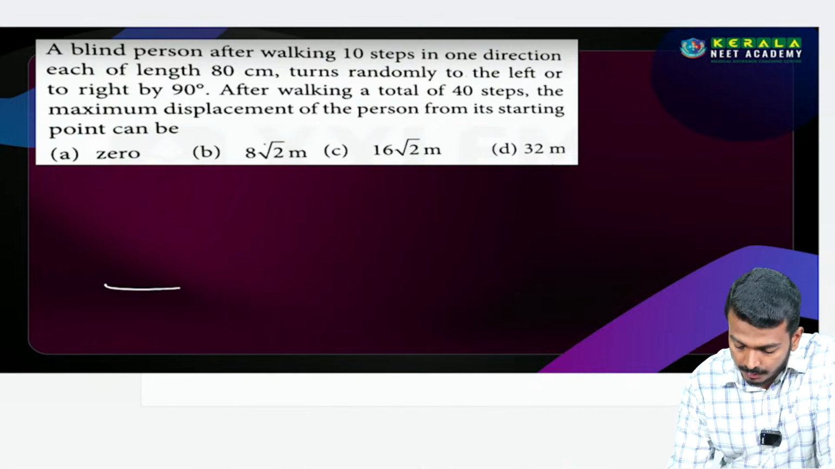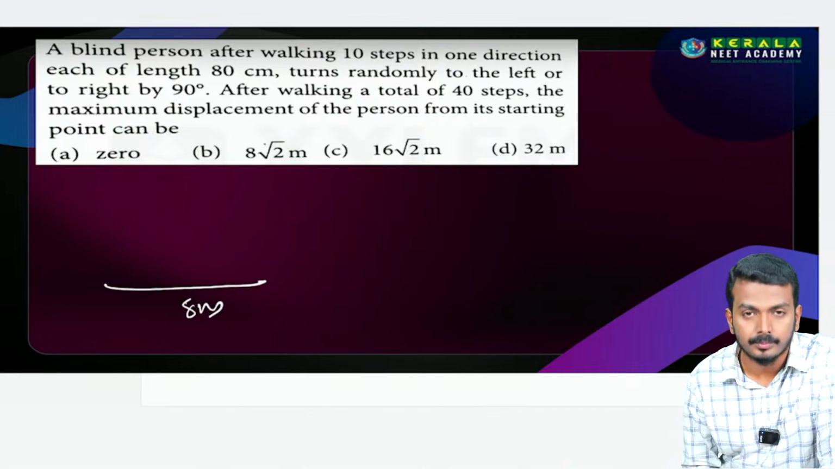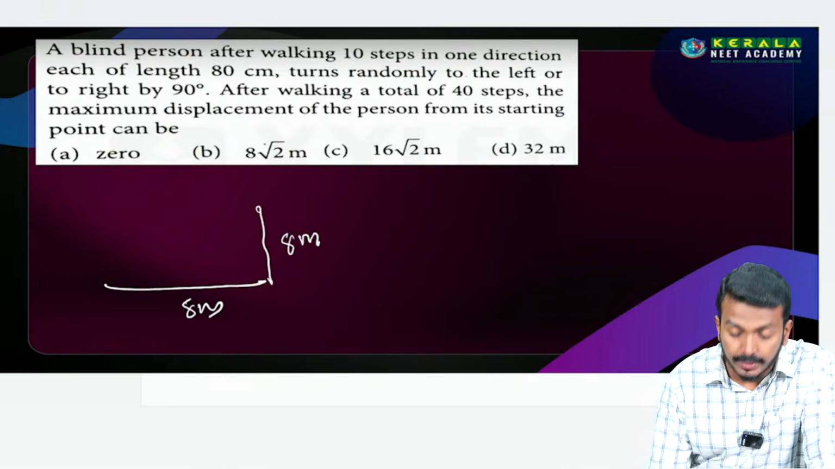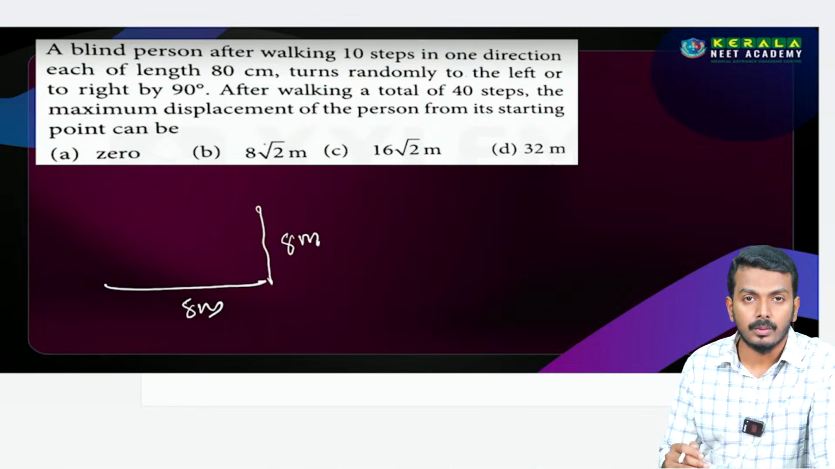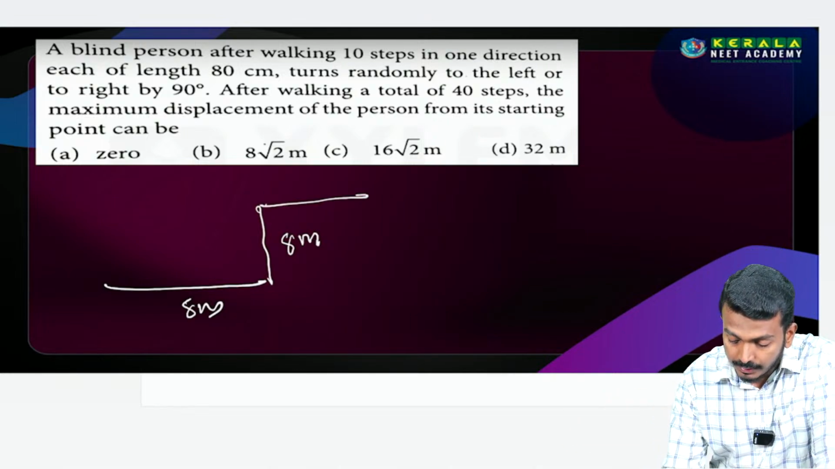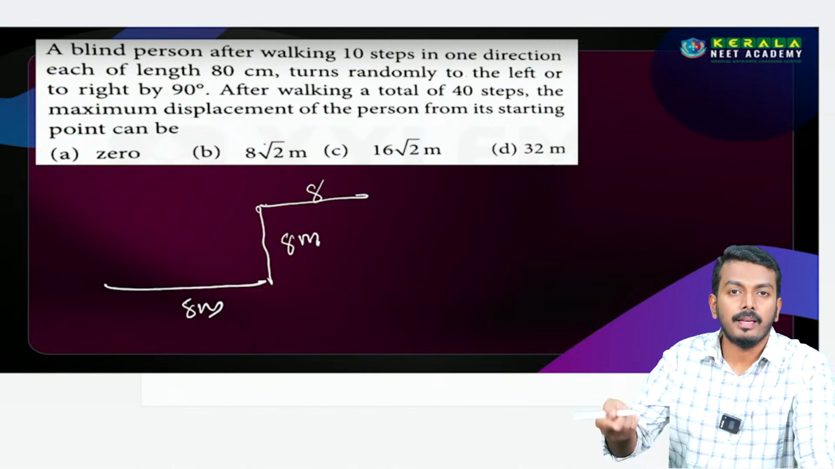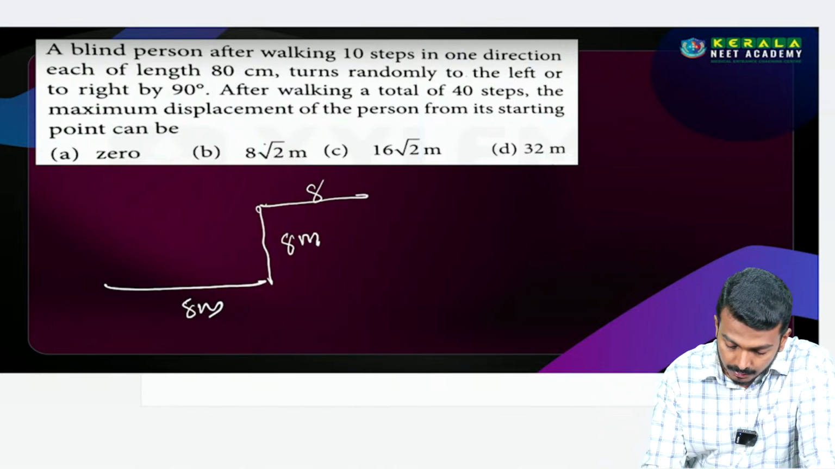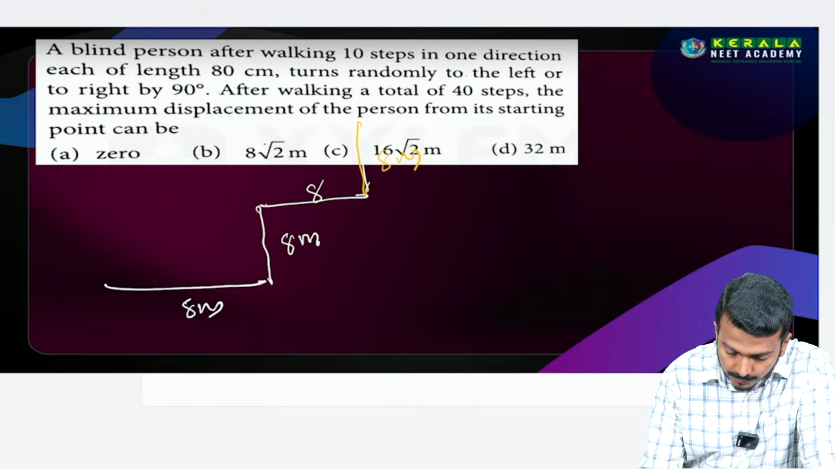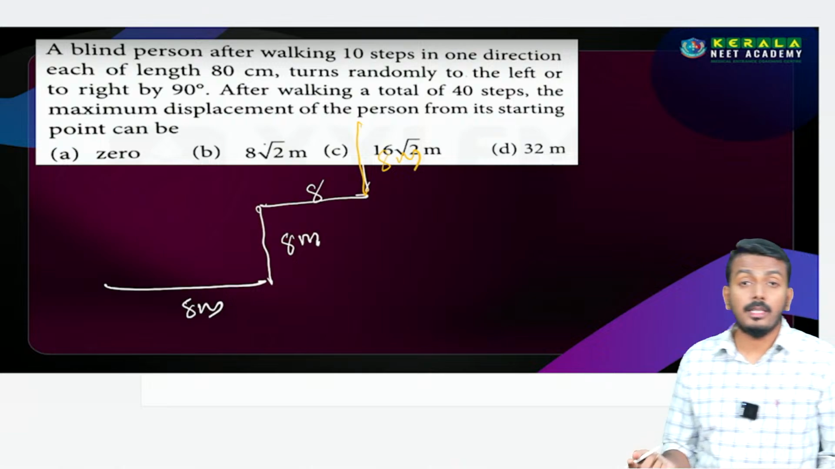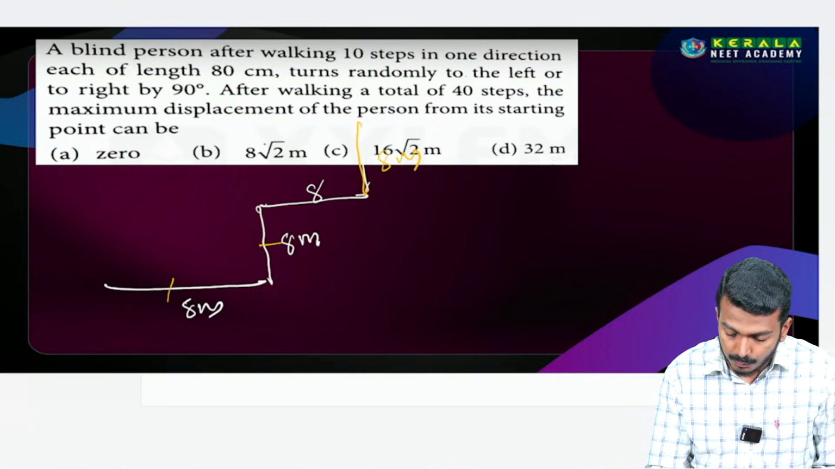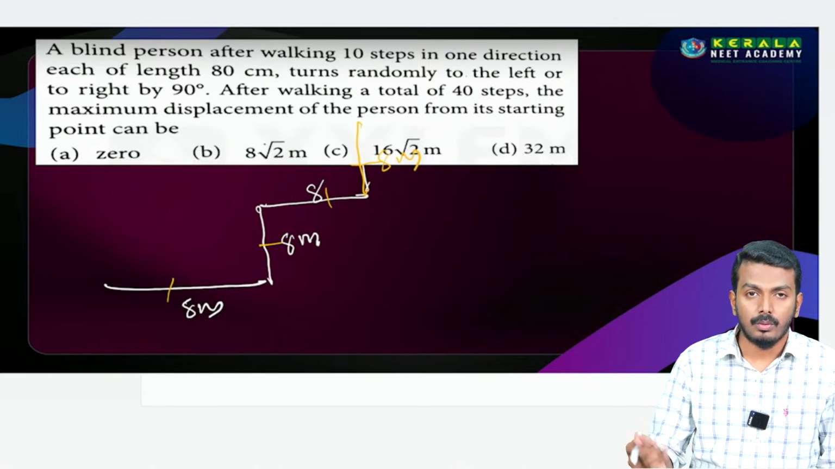10 steps is 8 meter. Then the next turn is a right angle, so again 8 meter comes. Then there are two possibilities, turn left or right. Actually, I am taking only right. I will explain why I am taking right. The next step is also 8 meter. Total how many steps were taken? 40 steps: 10, 20, 30, 40.